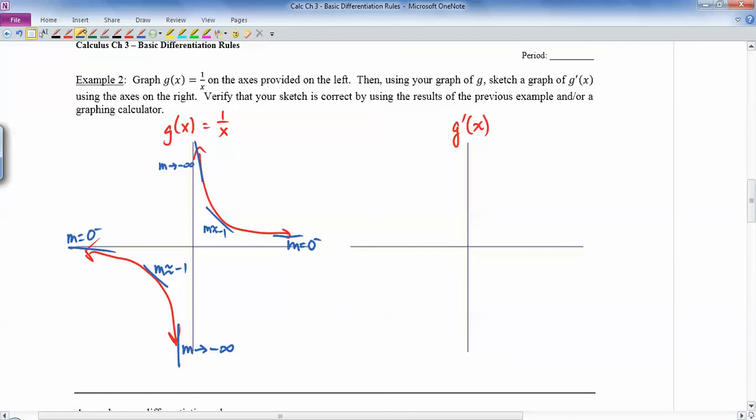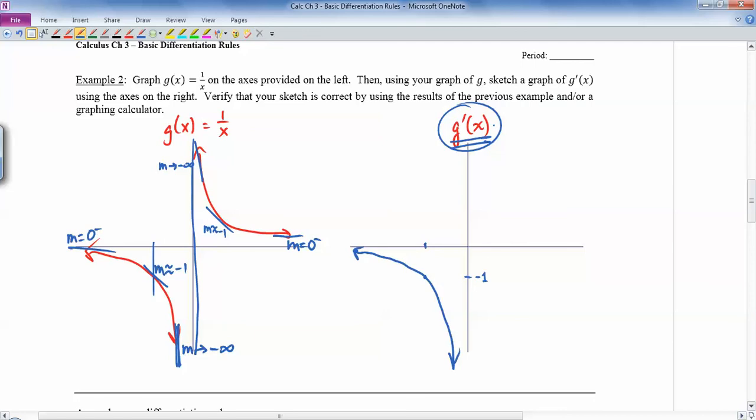So those are the things that I need to note when I come over here to g prime of x on this side. Remember, the y values here are going to be the slopes of g. So originally, way out on the left side of the graph, my slope of g is negative, but really close to 0. And then right about here, my slope was -1. And then way down here, the closer I get to the axis, the closer my slope was to negative infinity. So this guy is going to end up shooting downwards like that, very similar to the original graph.